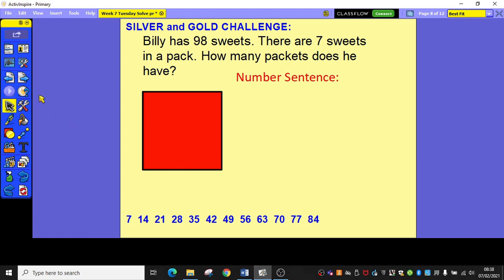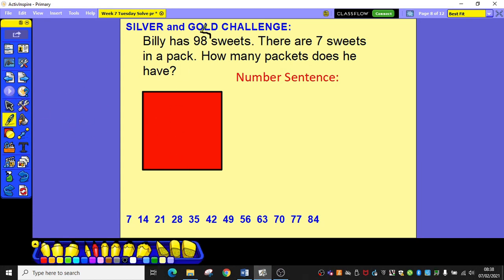Now, from this problem, you will see straight away that this is above 12 times 7. So it's above 84. So how many multiples of 7 is 98? Okay, we've got exactly the same problem, 98 sweets, 7 sweets in a pack. How many packets? Our number sentence is going to be 98, and we're going to be dividing that by 7.